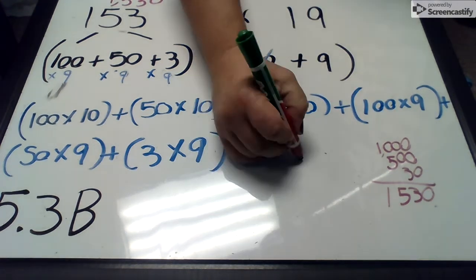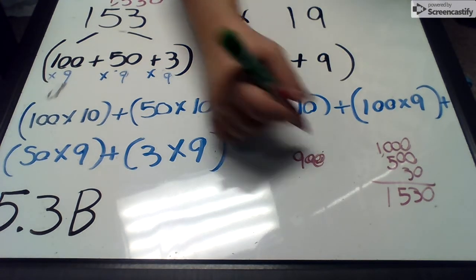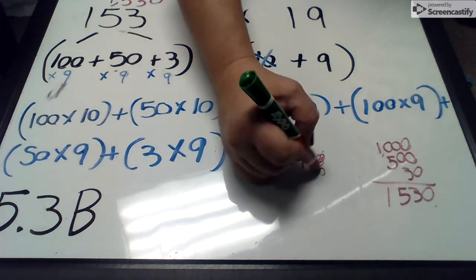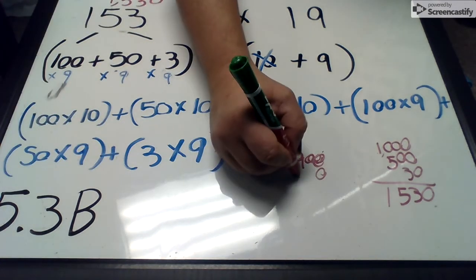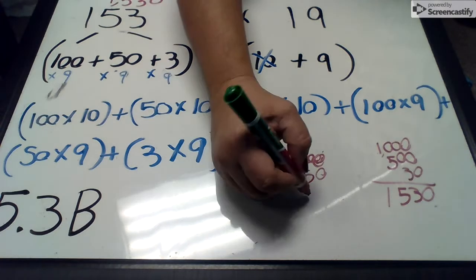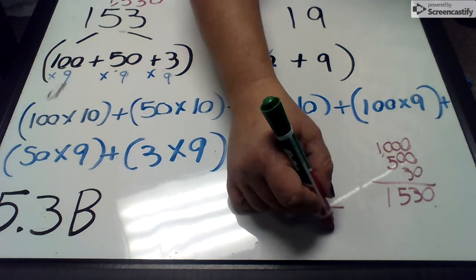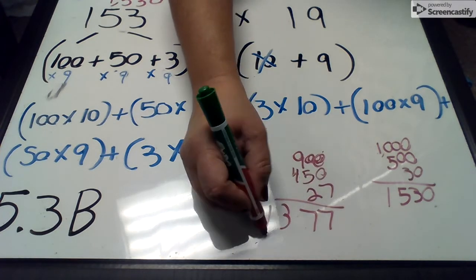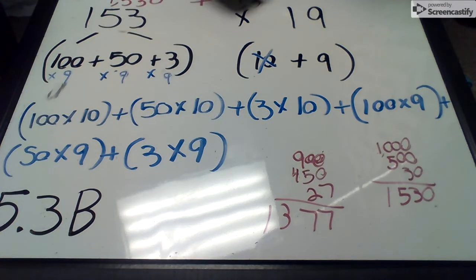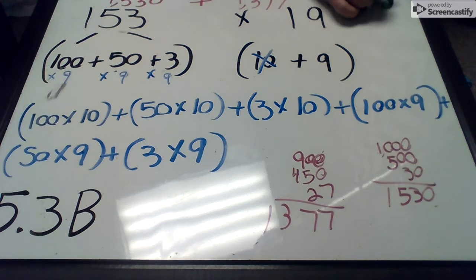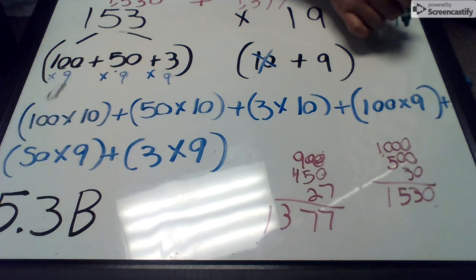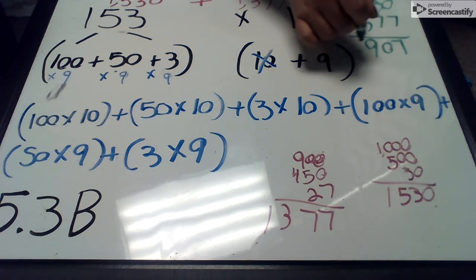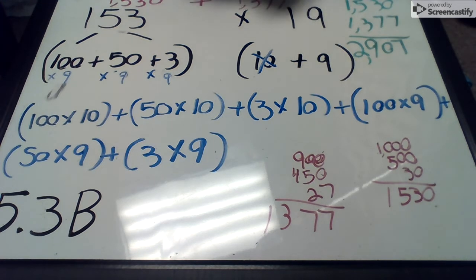100 times 9, 900. 50 times 9, well, there's a 0. 5 times 9 is 45. And 3 times 9 is 27. And so this would be 1,377. Then I would add those two together, which will give me 2,907. Okay, so that's distributive property.